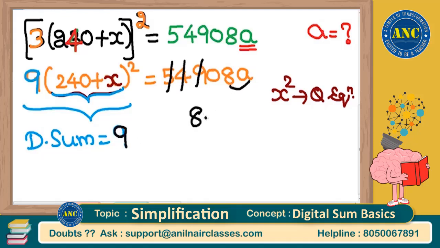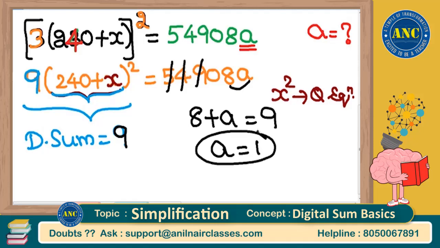The right hand side digital sum should also be 9. 8 plus a should give me digital sum as 9. What should be the value of a? The value is 1. How beautifully you can solve this problem, sir. There is no need to simplify this question using a formula based approach. You can simplify it so beautifully using a logical approach, which we learnt 5 minutes before. In digital sum, 9 can be deleted, and 9 multiplied by any number, digital sum will always be 9.